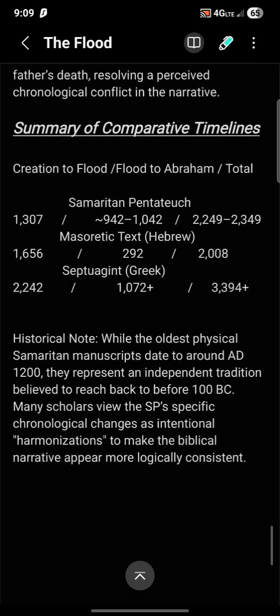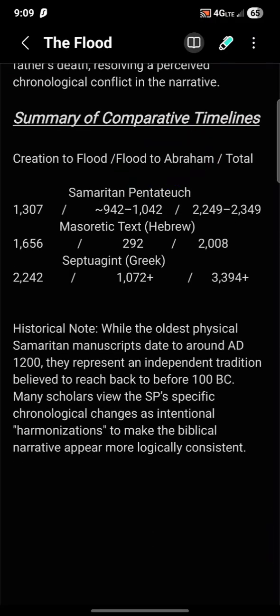The summary of the comparative timelines: creation to flood, flood to Abraham, and total time. In the Samaritan text, creation to flood was 1,307 years. Flood to Abraham was 942 to 1,042. And total time from creation to Abraham was 2,249 to 2,349 years. In the Masoretic text, creation to flood is 1,656. Flood to Abraham was only 292 years. And the total time from creation to Abraham was only 2,008 years. That is what we have for our Hebrew text that we're reading from.